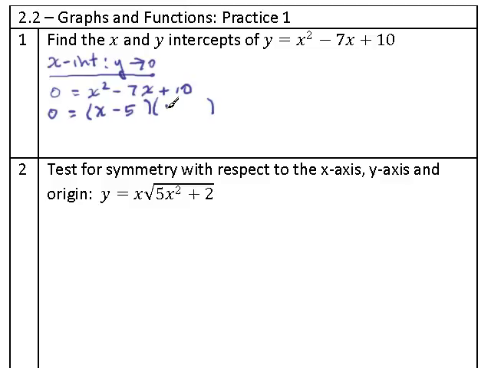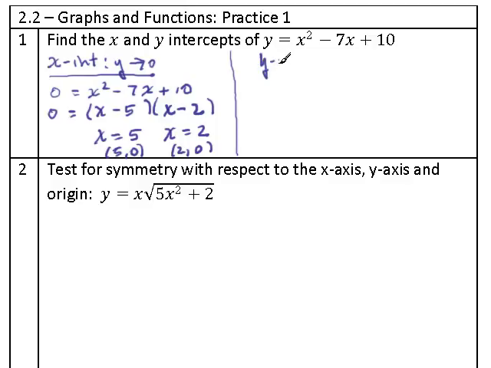And this does factor: x minus 5, x minus 2. So we have two x-intercepts, x equals 5, x equals 2. In point form, we'd write this as (5, 0), and we write x equals 2 as (2, 0). Okay, because remember the x-intercept has y-coordinate 0. All right, now let's do the y-intercept.